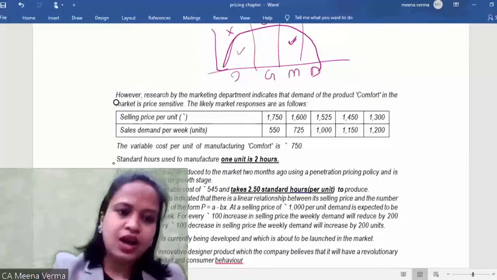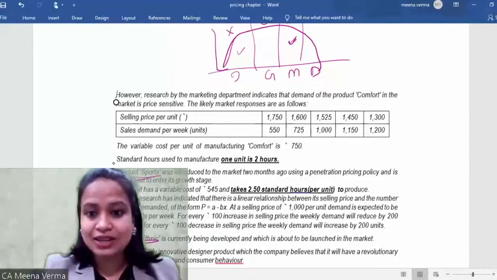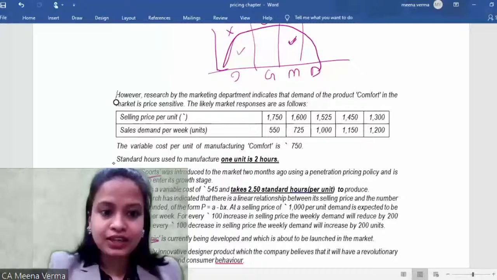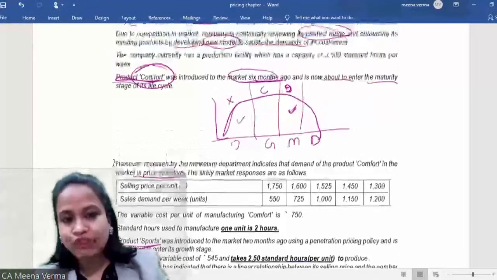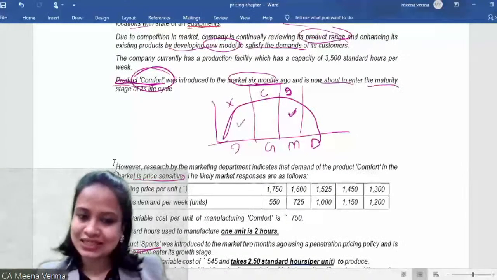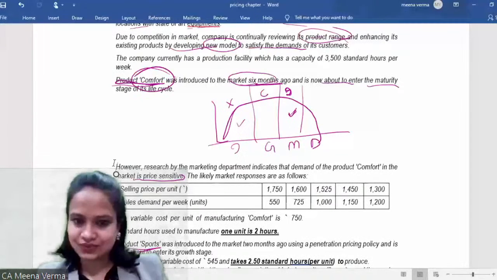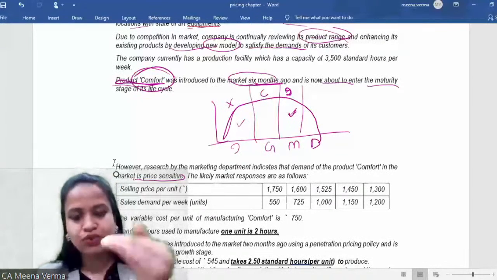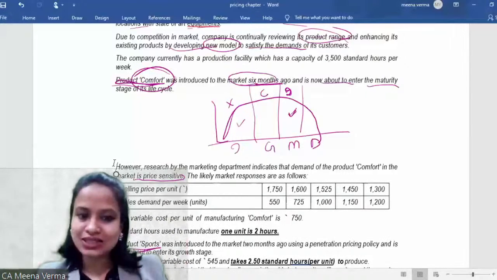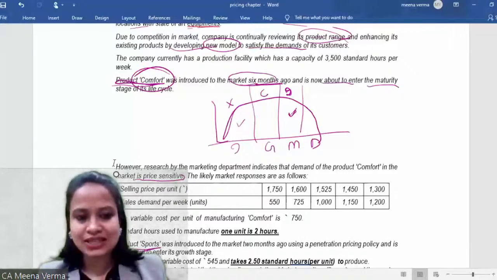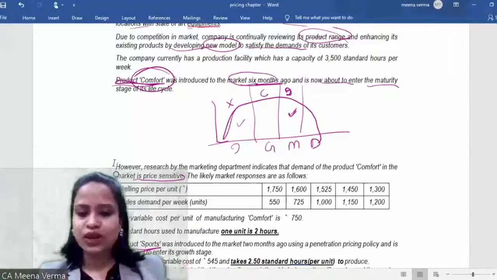However, research by the marketing department indicates that demand for the product comfort in the market is price sensitive. Though they have reached the maturity stage, they're saying that still their product is price sensitive. Price sensitive means what? If you decrease the price of your product, demand will increase. Price sensitivity means this. If you decrease the selling price of your product, the demand for your product will increase.